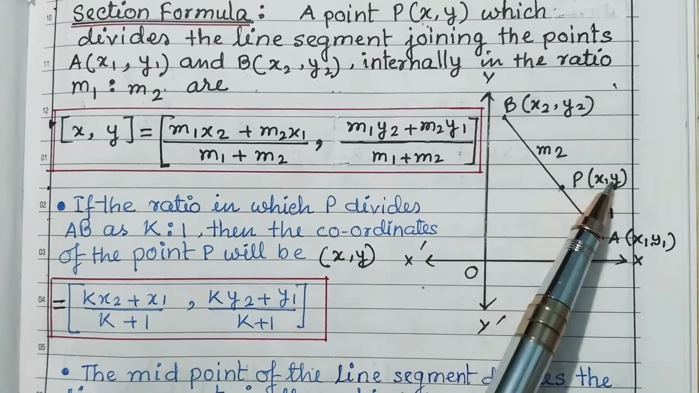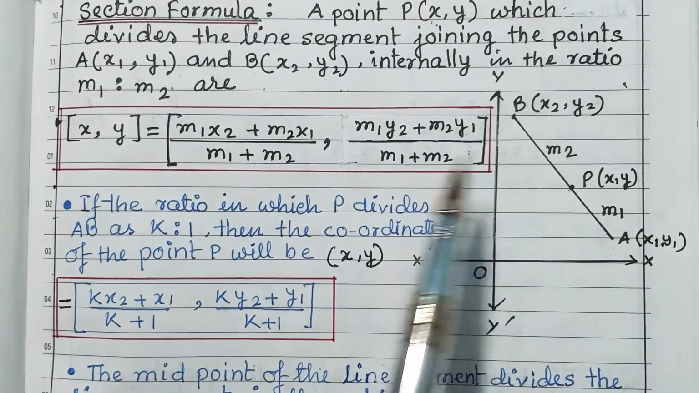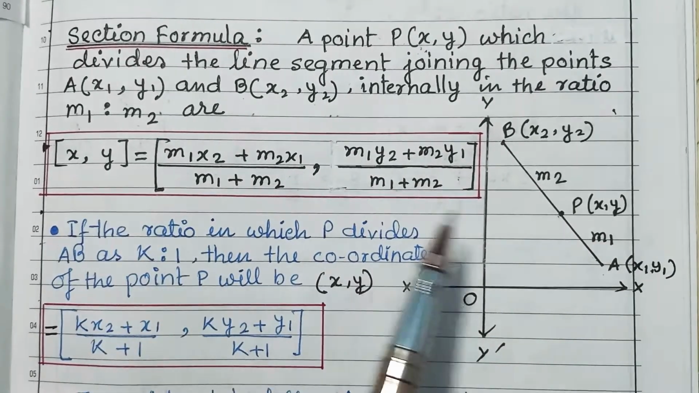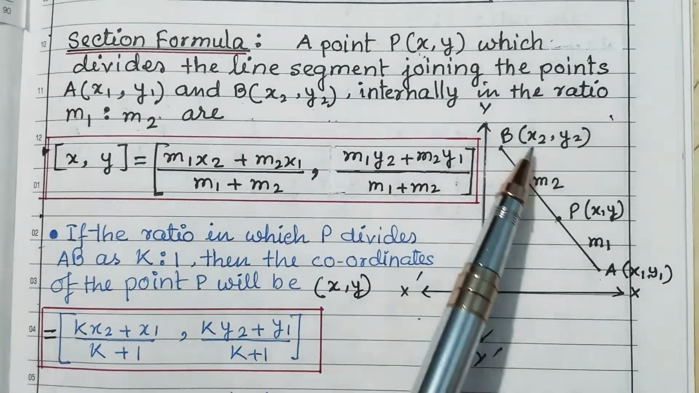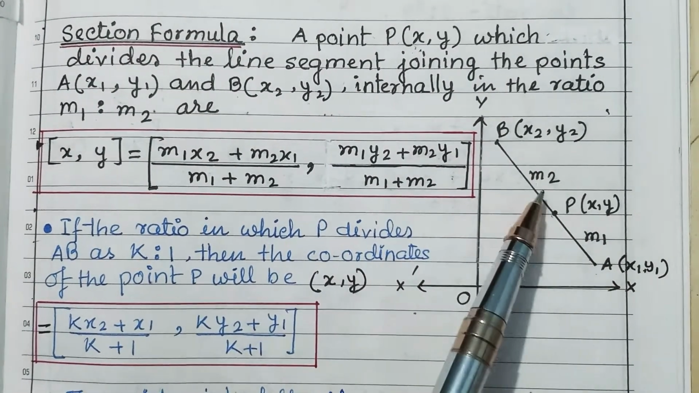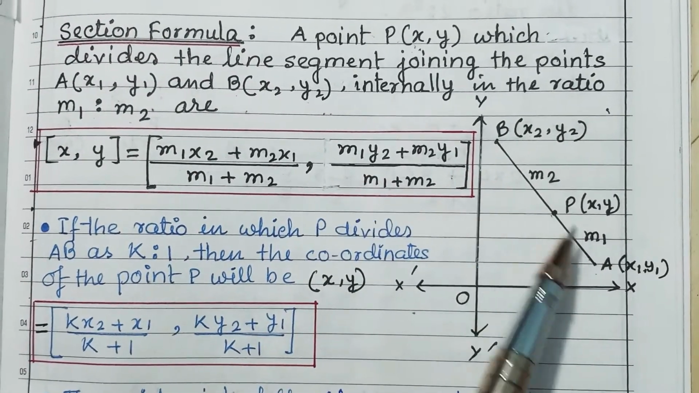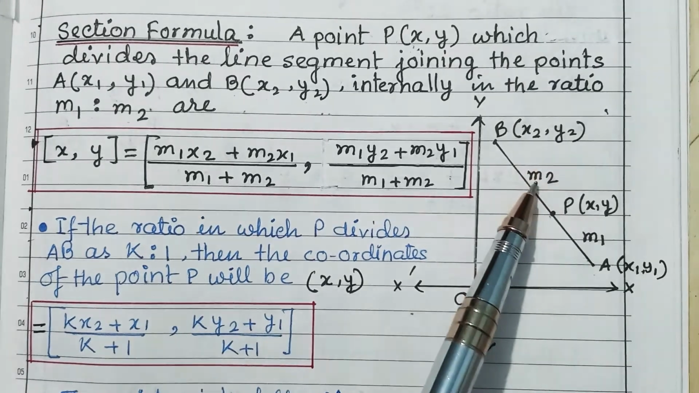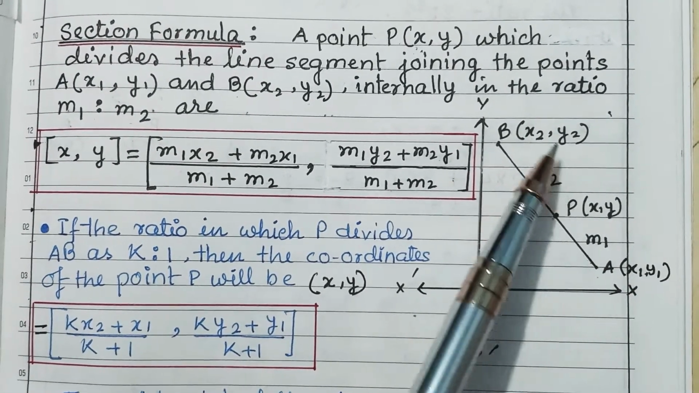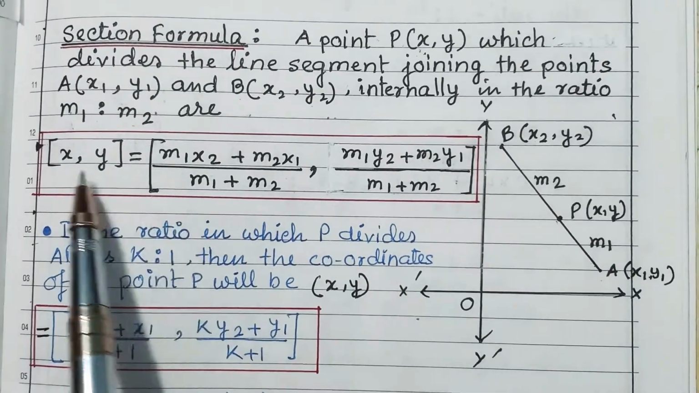P is the point (x, y) which divides the line in the ratio m1:m2. Then the coordinates of this point (x, y) are x = (m1 x2 + m2 x1) upon (m1 + m2), and the y coordinate is (m1 y2 + m2 y1) upon (m1 + m2). You have to go like cross. These are the two coordinates.